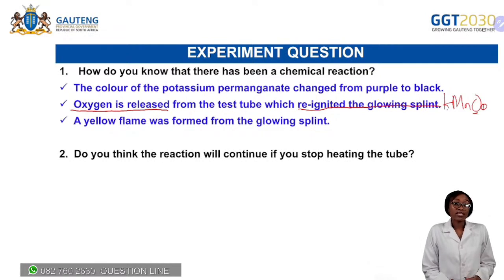So when there is a chemical reaction, you check for the following. One, you check for color change. Has there been a color change? Two, the oxygen reignited the glowing splint. So there is something that happened there. And then three, there was a bright yellow flame. So there is heat being released from this reaction.